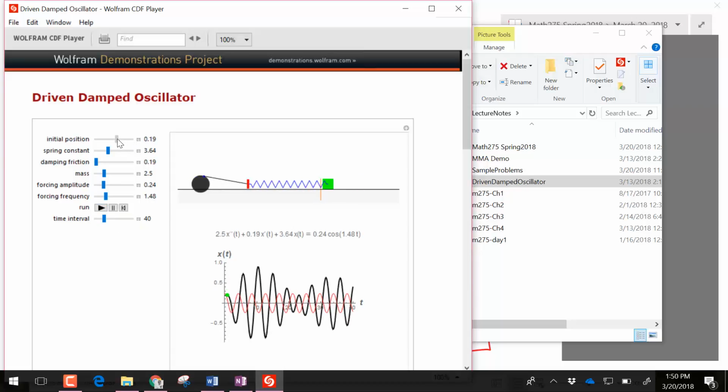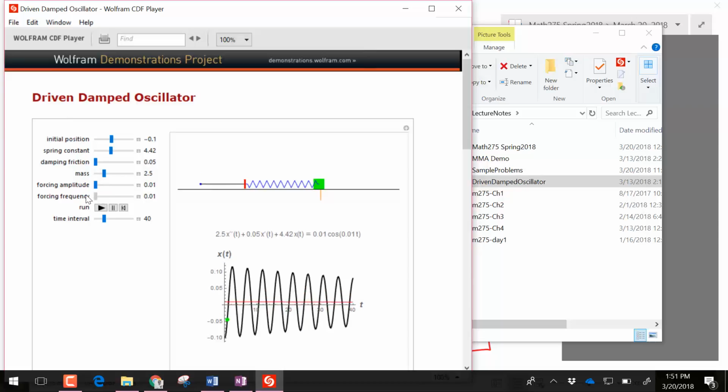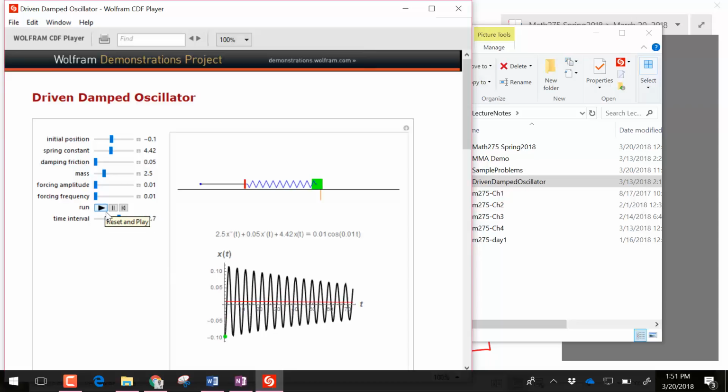So we can have the initial position start from the origin. We can mess around with the spring constant. And then we can get rid of the friction, and also get rid of the force, just to see how this would look. So here, there's not much force happening, so this is just oscillating. And with a little bit of damping friction, the movement is eventually going to get smaller and smaller.